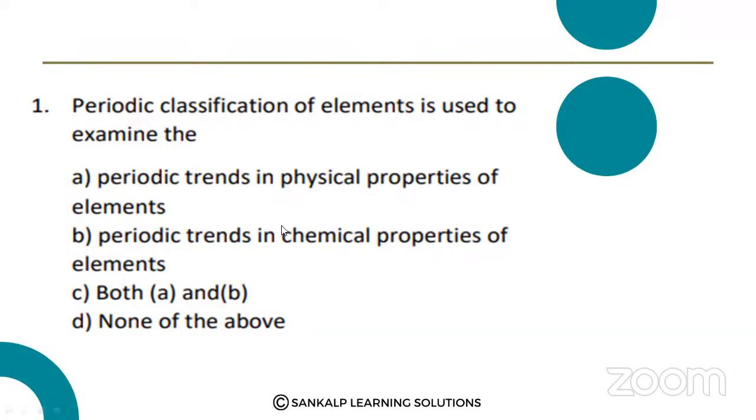So the physical and the chemical properties of the elements depend on how you arrange the elements in increasing order. So physical and chemical properties of the elements are the periodic functions of their atomic numbers. So it is option number C. Yes, it depends on both physical properties as well as the chemical properties.